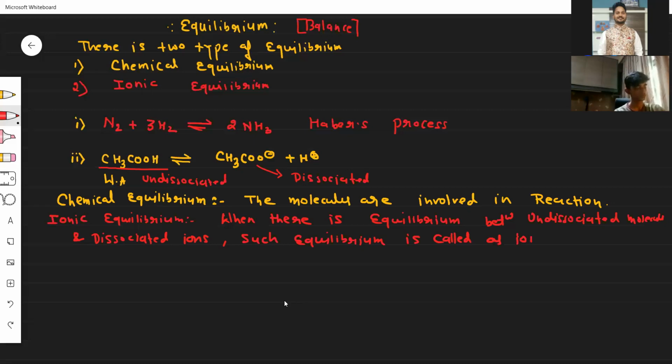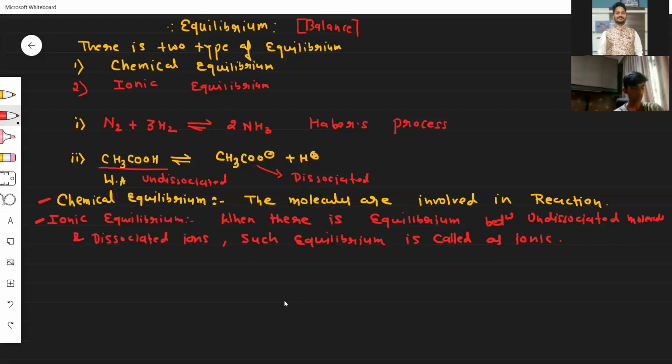I hope you got the basic difference between the chemical equilibrium and the ionic equilibrium. Yes or no? Yes? Okay. So now moving ahead, our topic of discussion is the equilibrium, but we need to know there are different types of equilibrium. Here both equilibria will come in this particular chapter because they have not given you specifically chemical or ionic. They have given you both combined together.